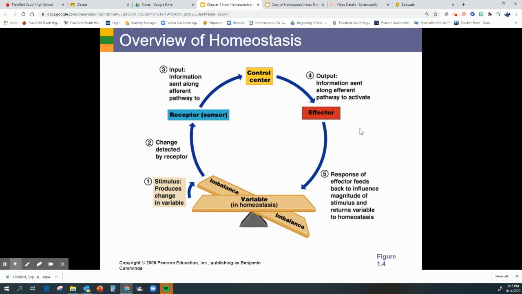So in the case of body temperature, if we're above 98.6 degrees, this response is going to be for us to sweat. So our sweat glands will open up, start to produce fluid. Right? Our blood vessels near the surface of our skin will dilate, causing more blood to rush to the surface of our skin to try to cool us.